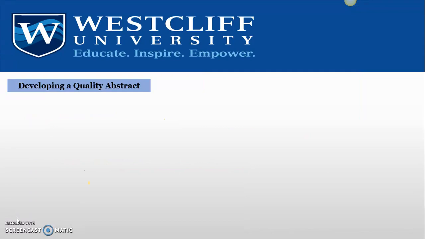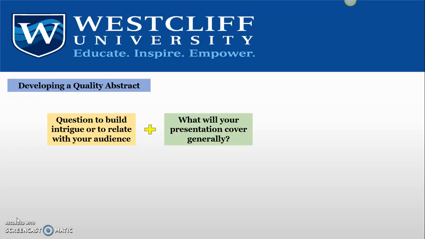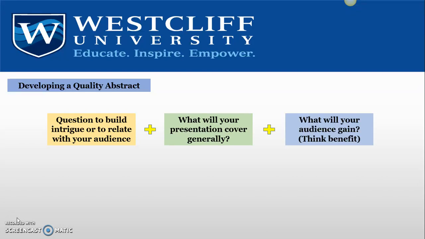Now, there are three main parts of an abstract. The first, you would integrate, generally it's a question or it could be a statement, but you're trying to build intrigue or relate with your audience. That's followed by what your presentation will cover. What's the content of your presentation, but generally. And lastly, what your audience is going to gain. So think about what they're going to benefit or what they're going to take away.